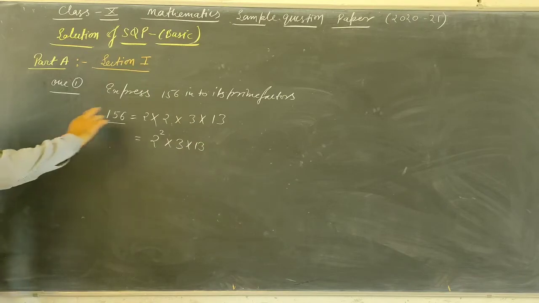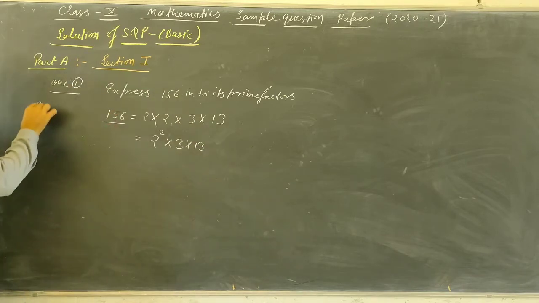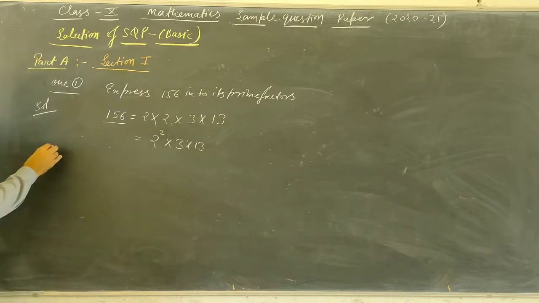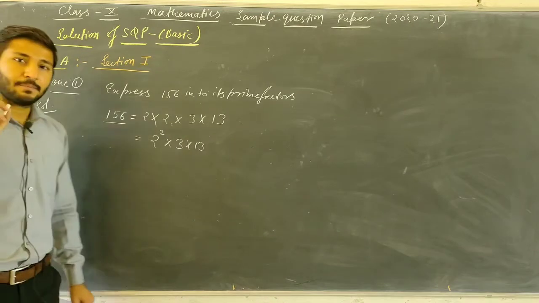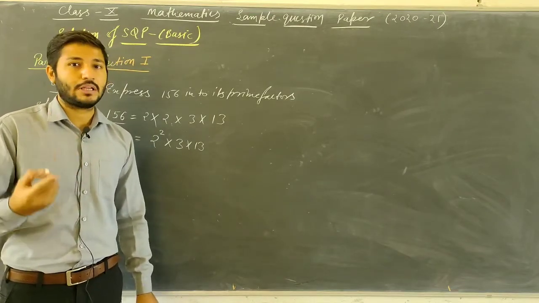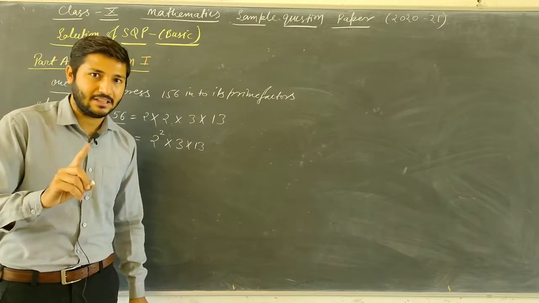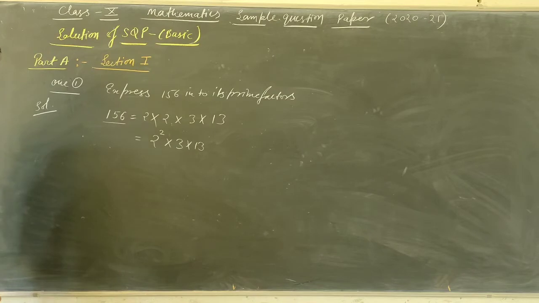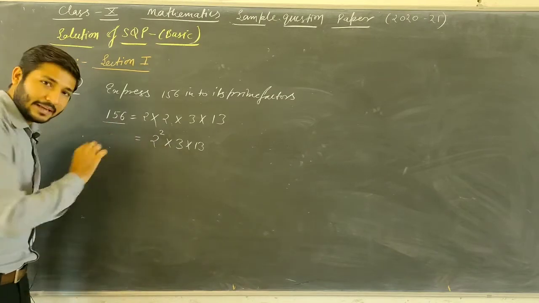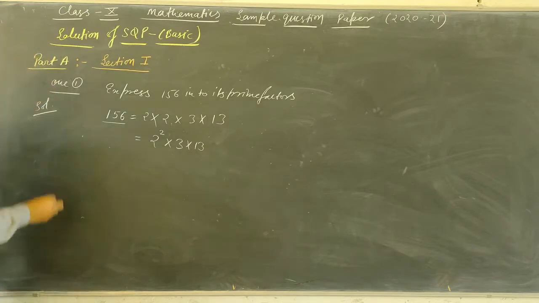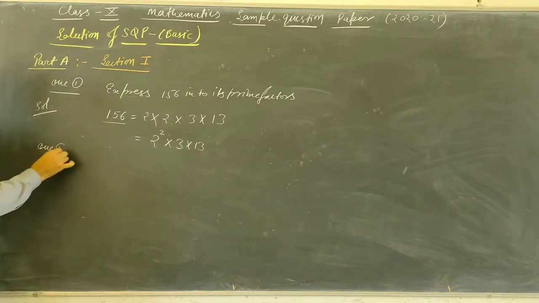Clear to you? This is the answer for this question. This is the solution. In this question you get 1 mark. After this, question number second. Part A, Section first, total number of questions is 16. Question number 1, express 156 into its prime factors. You have to change this term like this, then you get 1 mark. Clear to you? Next, question number second.